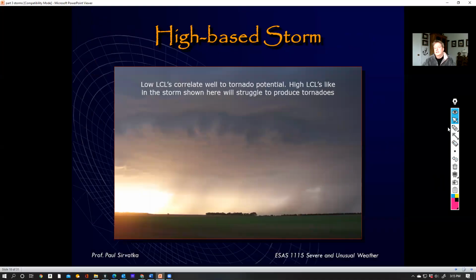I hope that makes sense. Here's a fairly high base storm. This distance from the ground to the cloud, and you can't tell this, but this is around 10,000 feet. That's very high. High LCLs, it was rotating, but it did not have much chance to produce a tornado. There's a reason for that, which we're not going to get into, but they don't produce tornadoes very much.